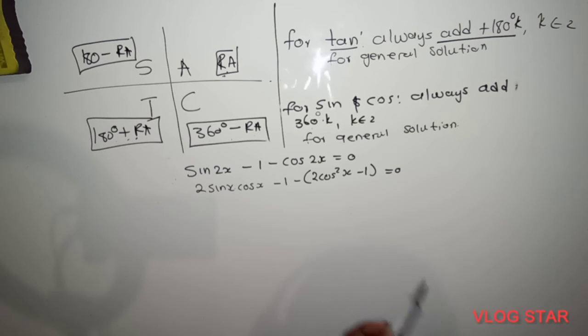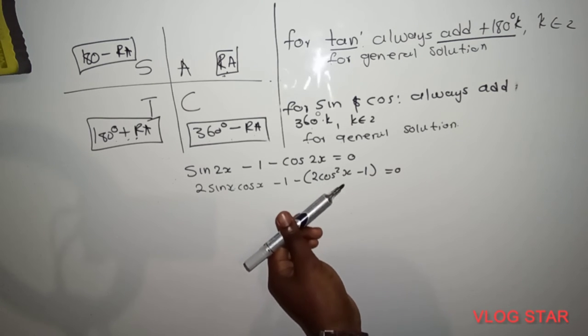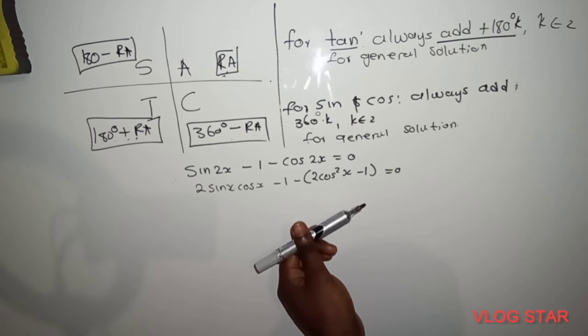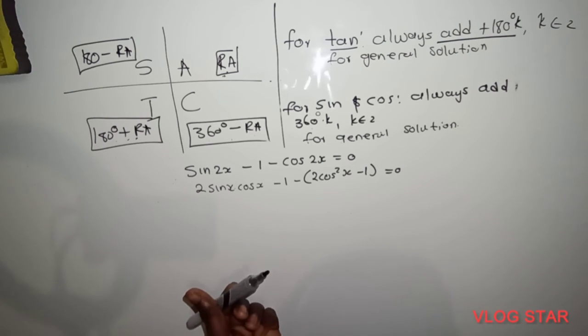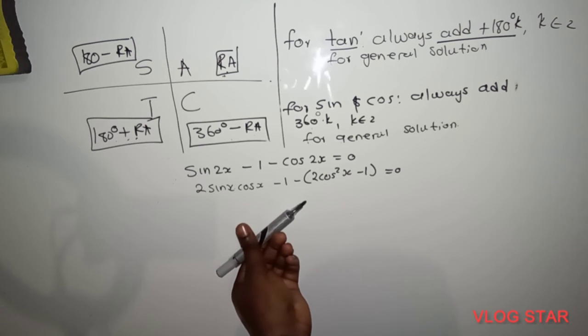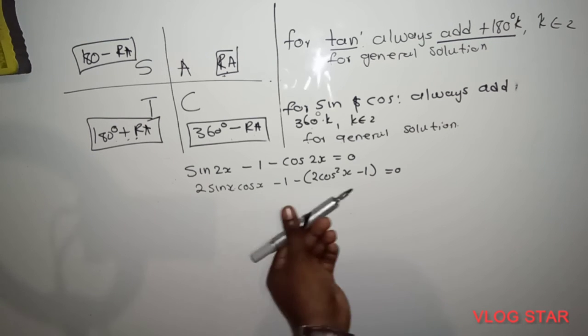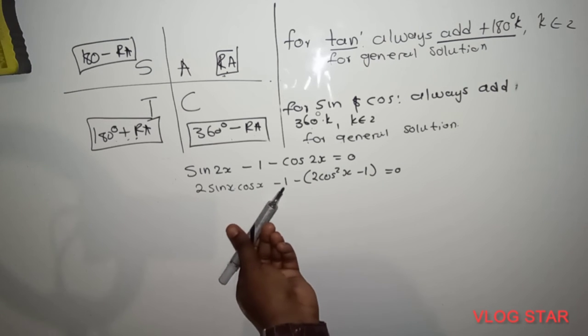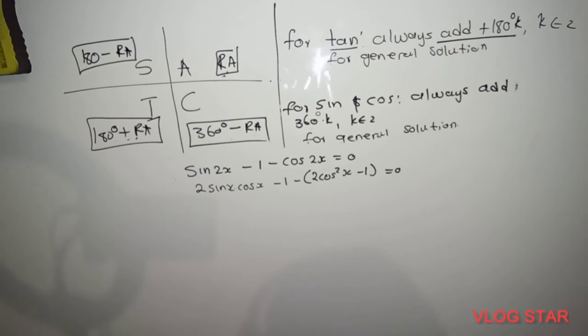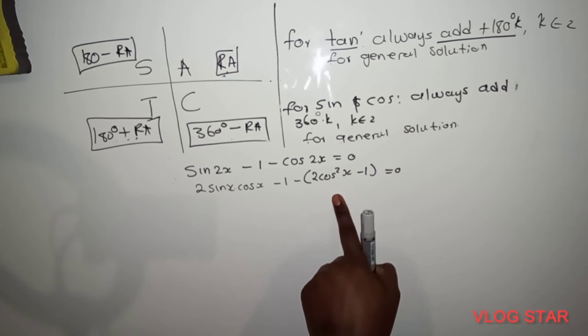The reason why I'm selecting this 2 cos square x minus 1 is because I need an identity that is actually going to cancel out the 1. If it is 2 cos square of x, it will actually cancel out this one, because it's going to give me a plus on this one. That's why I decided to select this.